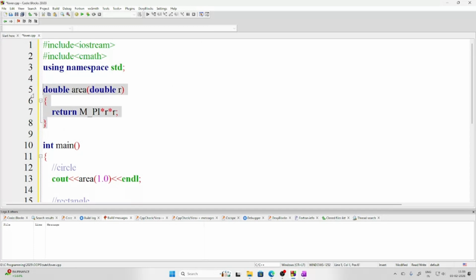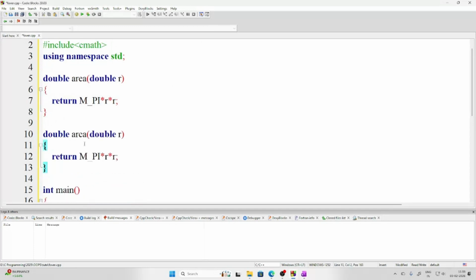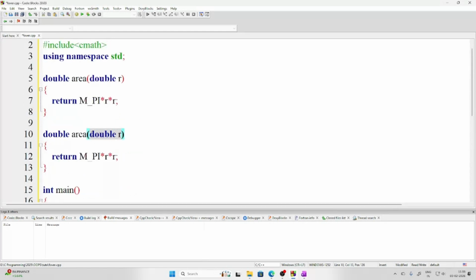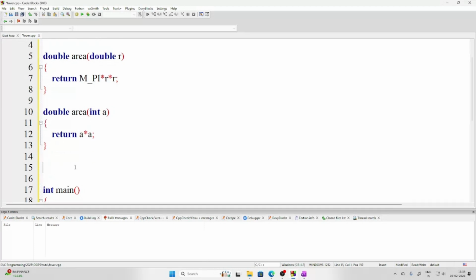Now what I can do, I can copy this. If I write this for the square, so if I simply say int a, and here I return a times a, so it becomes for the square. You can see both the functions named area have one argument, previously and this time. But where is the difference? The difference is in the data type of this particular argument. And here, as this is an integer, it should return an integer only.